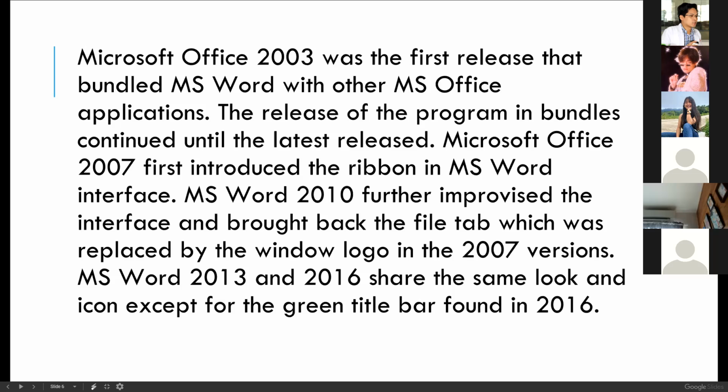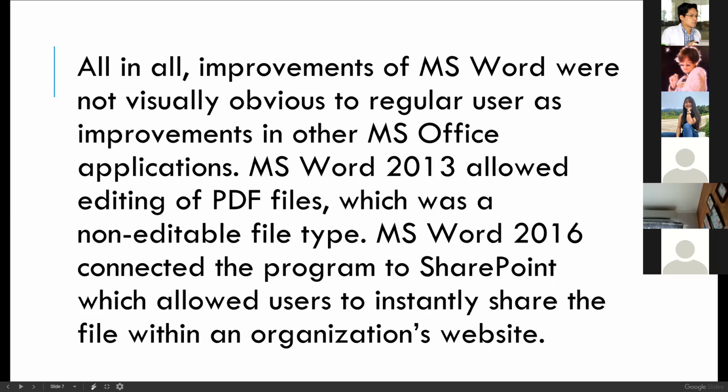Again, Microsoft Office 2007 first introduced the ribbon in the MS Word interface. MS Word 2010 further improved the interface and brought back the File tab, which was replaced with the Windows logo in the 2007 version. Now, MS Word 2013 and MS Word 2016 share the same look and icon except for the green title bar found in 2016. That's the latest actually. All in all, improvements in MS Word were not as visually obvious to the regular user as improvements in other MS Office applications.